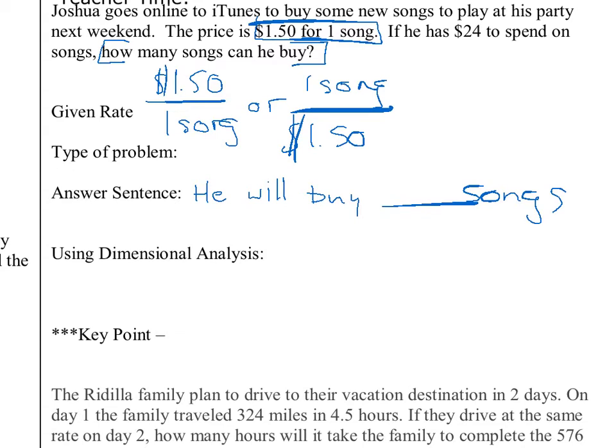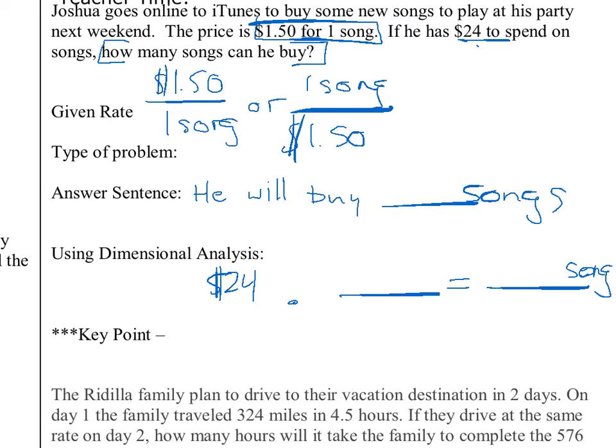So Judea is saying, if I want to solve this problem, I feel like I already know that I should be dividing here. So we're going to use the dimensional analysis to prove that that's true. I know my answer is supposed to be in songs. I know that I'm given $24.